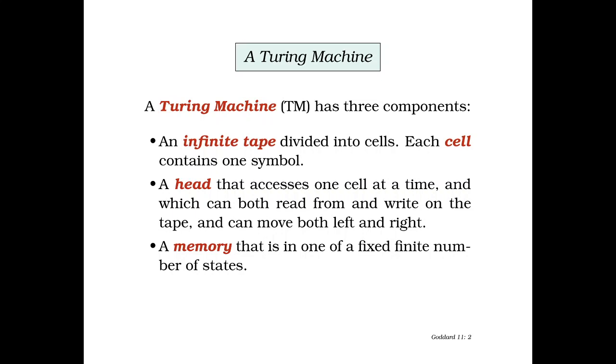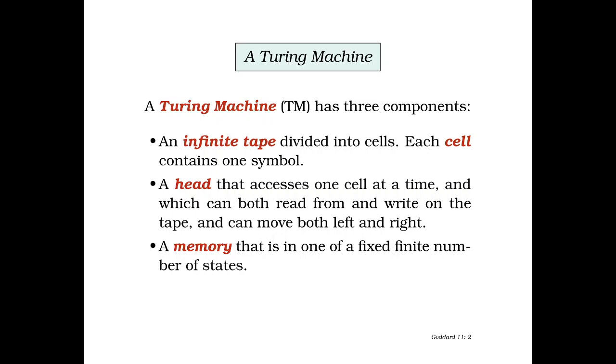it needs to have three different components. The first component is an infinite tape which is divided into discrete cells. So imagine a long tape, and that tape is divided into cells. Each cell can contain one symbol.